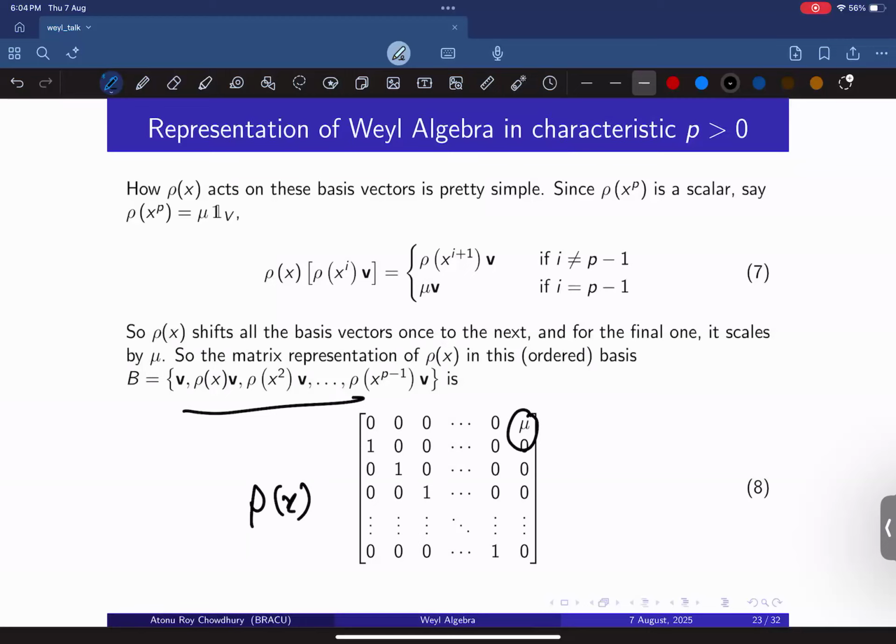We have already found rho of y in another basis. So we are pretty much done, right? Well, almost, because we have to find what rho of y looks like in this basis.